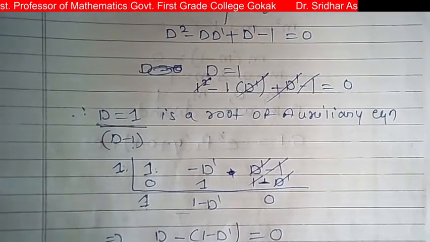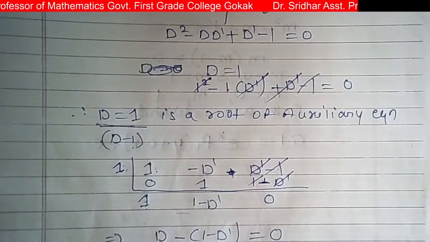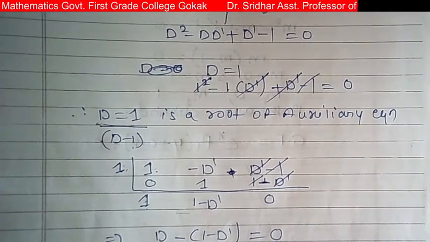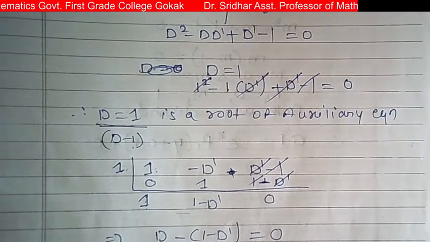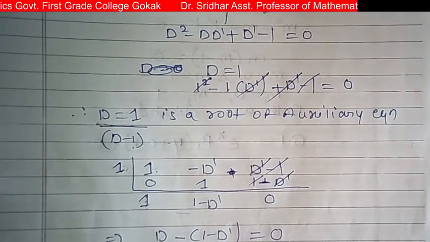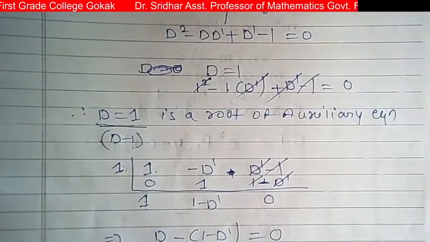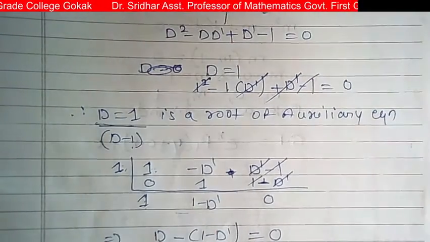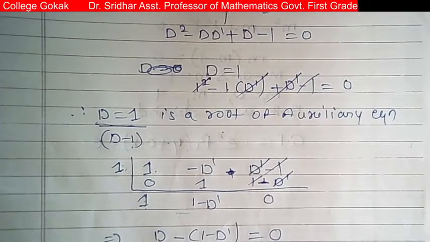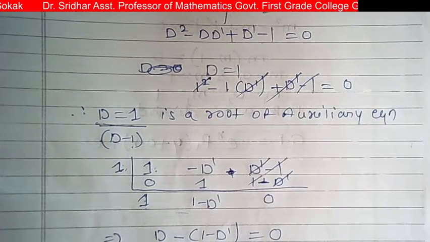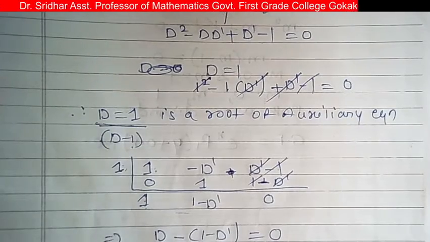d square minus d dash plus d dash minus 1 can be factorized as d minus 1 into d minus 1 plus d dash. Now equate it to 0, thus you will get d minus 1 is equal to 0 implies d is equal to 1.